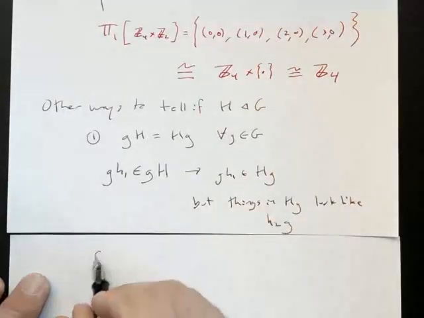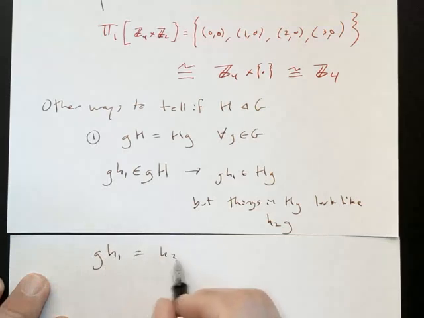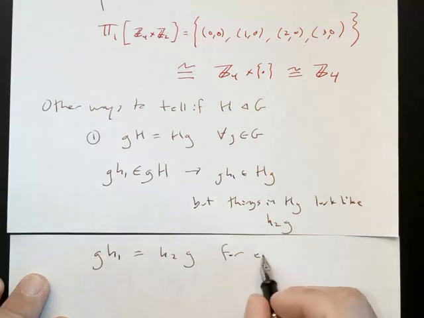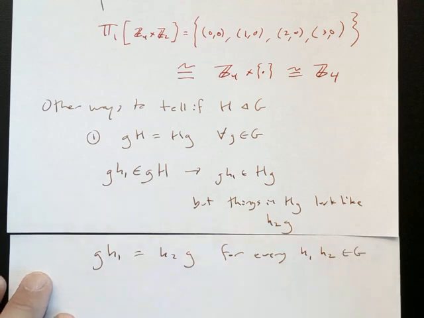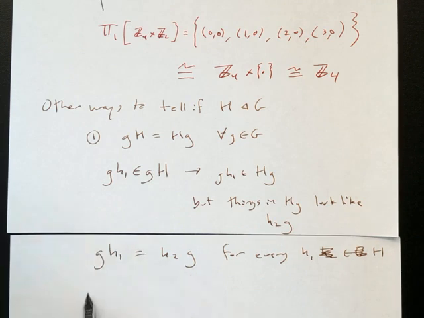So that means that GH1 should be equal to H2G for every H1, H2 in H. Well, for every H1, my choice of H2 will be fixed. There's got to be one that makes it work, if GH is equal to HG. Well, another way to say that is that GH1G inverse is equal to H2 for some H2 in H.